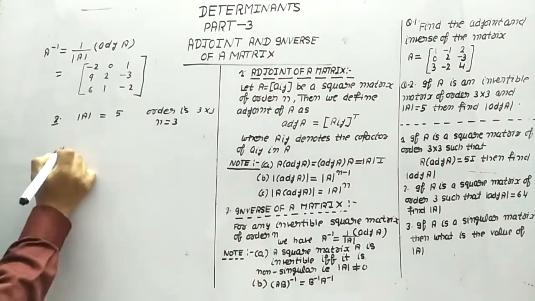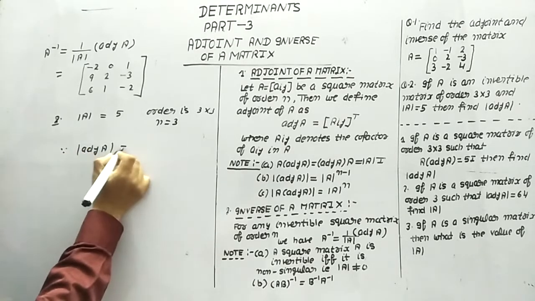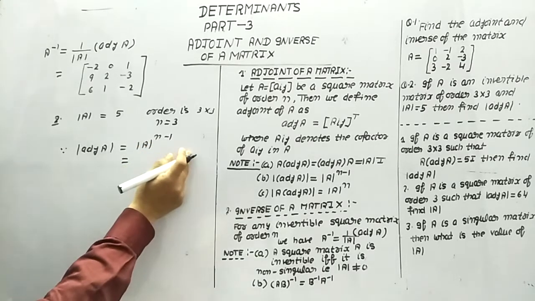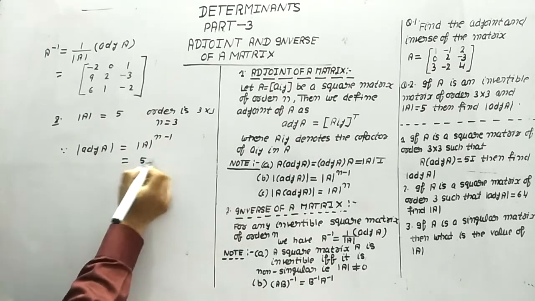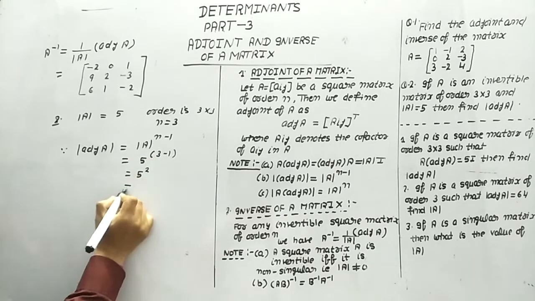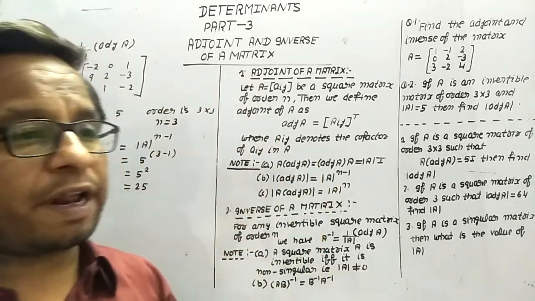Now, as we know, determinant of adjoint of A is equal to determinant of A raised to power n minus 1. Here n is 3 and determinant is 5, so 5 raised to power 3 minus 1, which means 5 squared, that is 25. So these properties are very, very important.